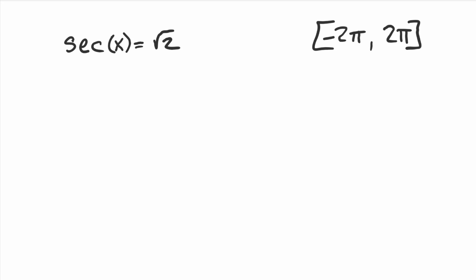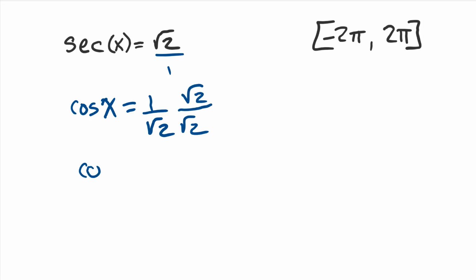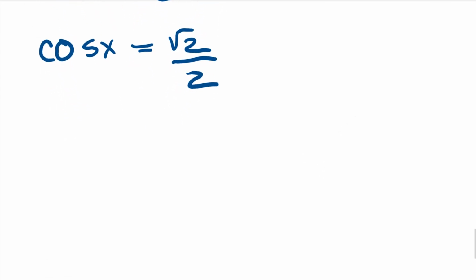I would much rather flip it over. Cosine of x is equal to 1 over the square root of 2. Wait a second, what if you rationalize this? What do you get? Cosine of x is equal to root 2 over 2. Uh-oh, what about that table? Remember that table?